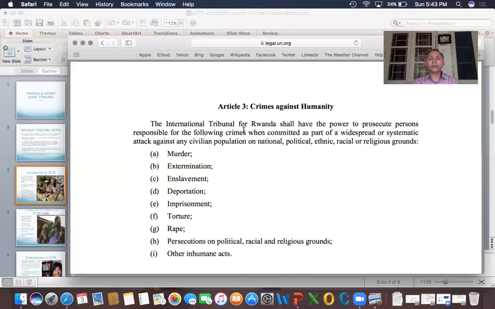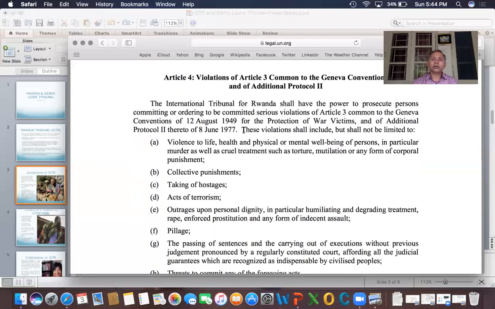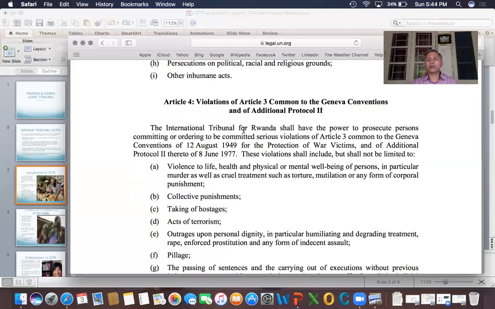This is broadly what I have told you, but it is exactly defined in Article 3 of the ICTR Statute as crimes committed as part of a widespread or systematic attack against any civilian population on certain grounds, like national, political, ethnic, racial or religious grounds. Political was not there in genocide, but in crimes against humanity, political is also included. Then you see the list of acts which may be called crimes against humanity, like murder, extermination, enslavement, deportation, torture, rape, persecutions on political, racial or religious grounds, or other inhumane acts. So this also came under the jurisdiction of the ICTR. And then Article 4 talks about violations of Article 3 common to the Geneva Conventions and of Additional Protocol 2.